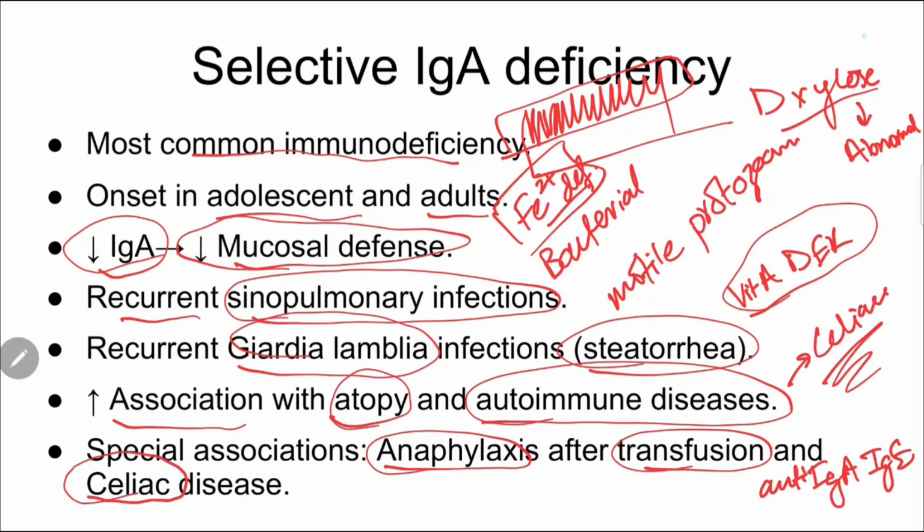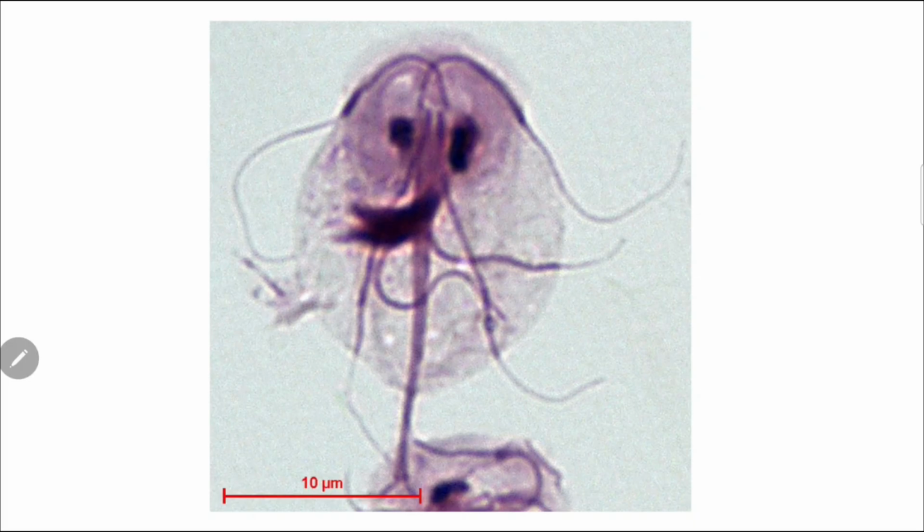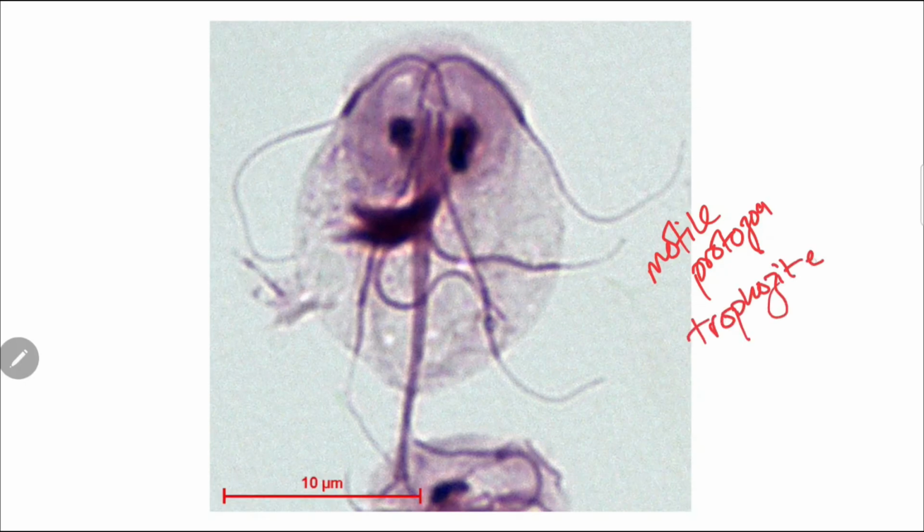All right. So first, this is an image of Giardia lamblia. So it's a motile protozoan, right? And this is the trophozoite form. And you can see it has these flagella, right? They are important for its motility, and it's binuclear. So these two nuclei are also there.